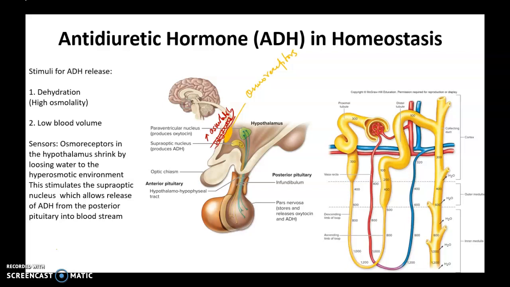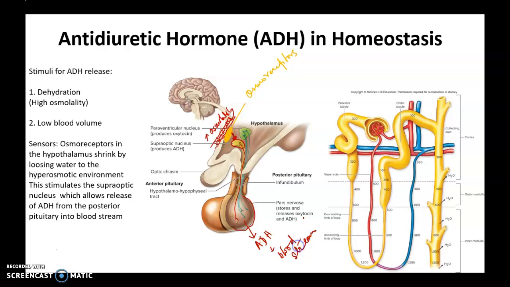So as these osmoreceptors shrink, that tells the supraoptic nucleus right here, dude, something is wrong. This person is dehydrated. We need to do something. So then the supraoptic nucleus causes the posterior pituitary to release a hormone called ADH. Where is ADH produced? Remember, ADH is produced right here in the supraoptic nucleus, and then the ADH is transported and stored in the posterior pituitary, right? So this ADH will be released from the posterior pituitary into the bloodstream.